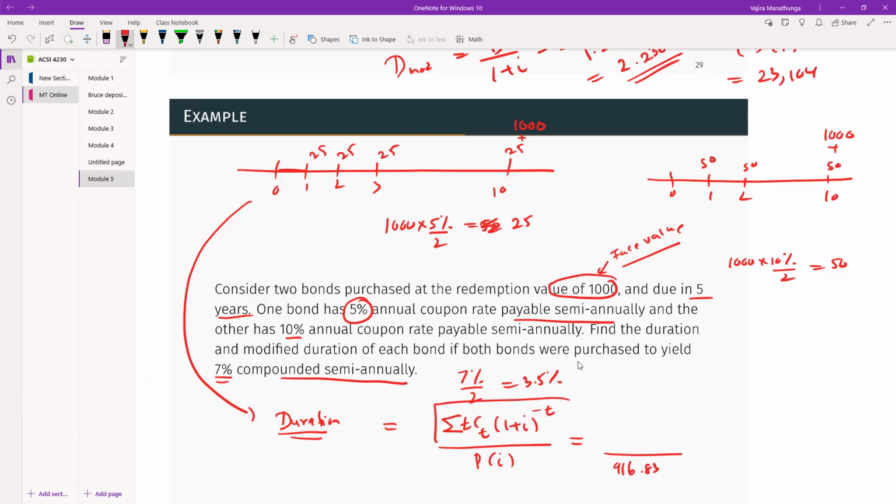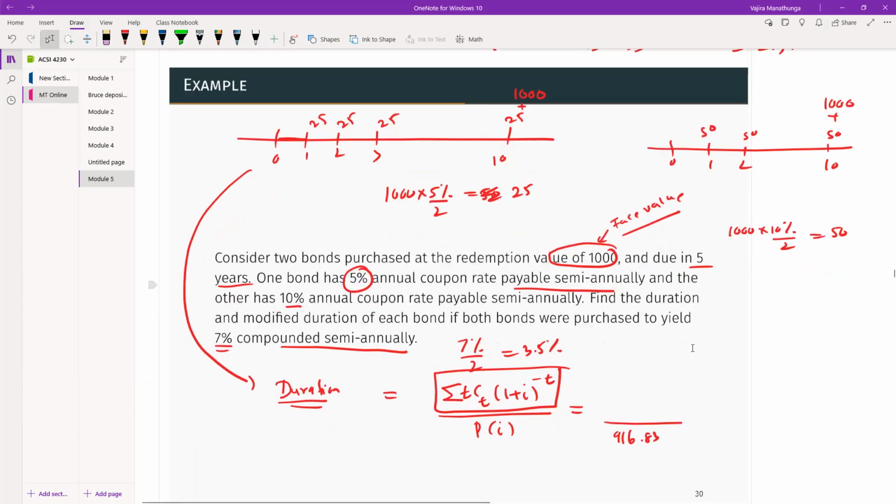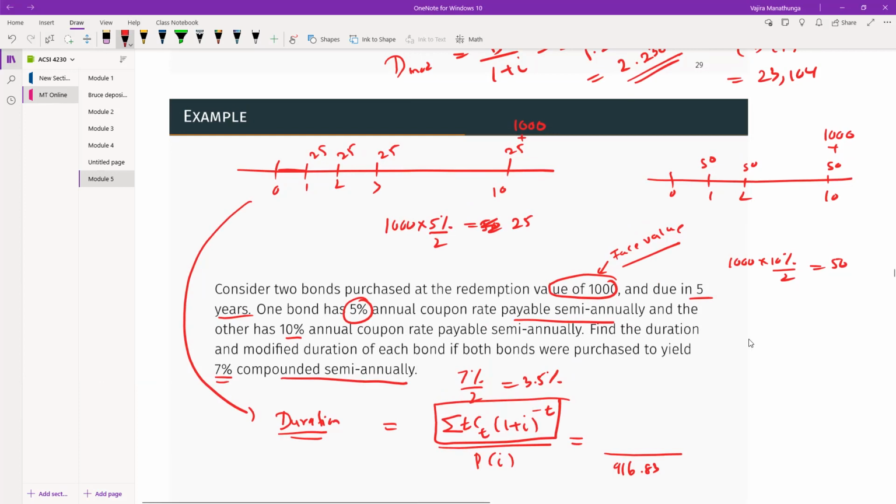Now this one we have to write out and calculate. Okay, so let's see how to do that. The first one: time t is 1, the cash flow is 25, and 1.035, because the rate is 3.5%, to the power negative 1. The second one: 2 times, again the cash flow is 25, 1.035 to the negative 2, and so forth.